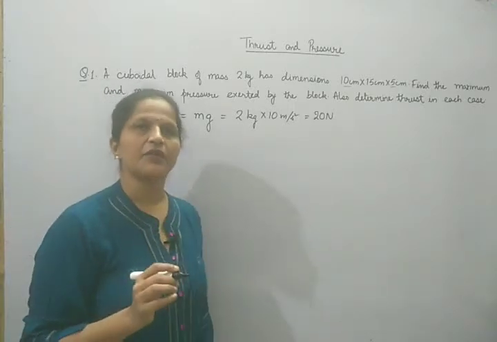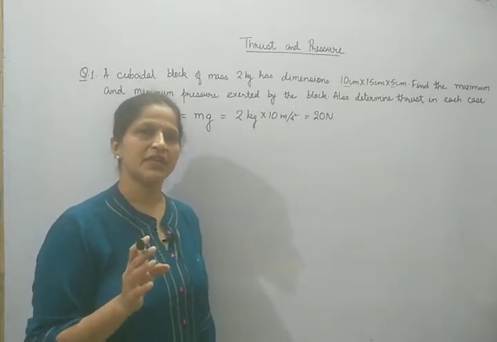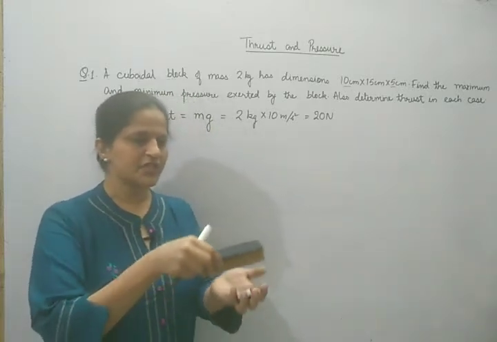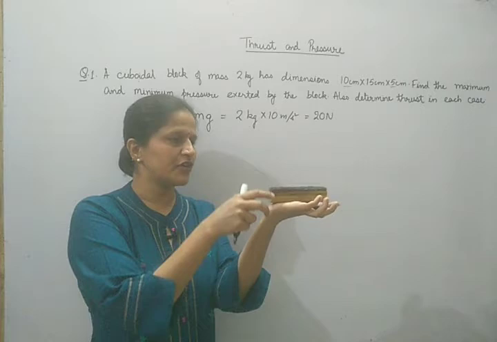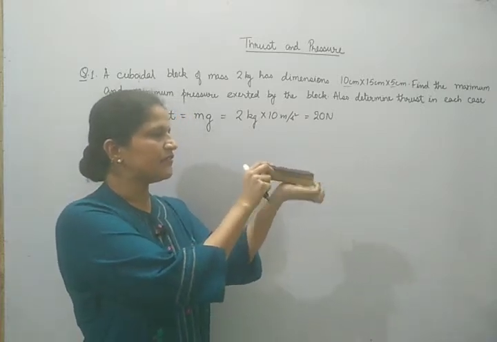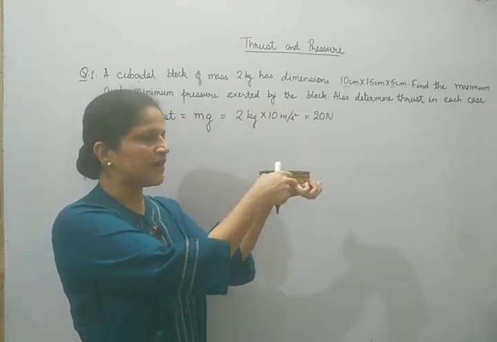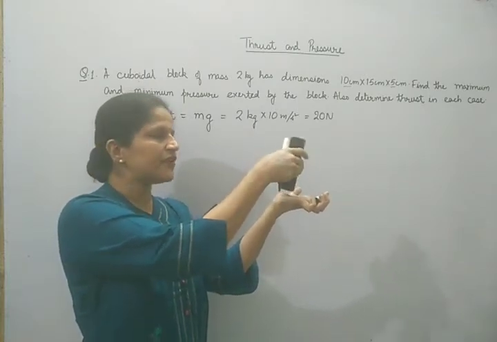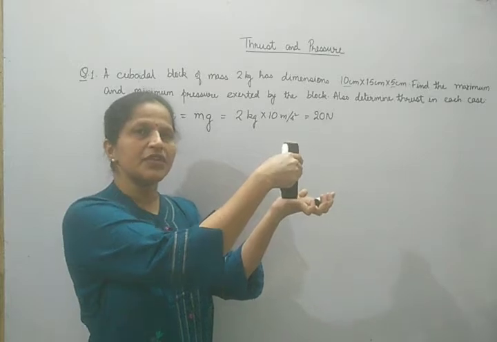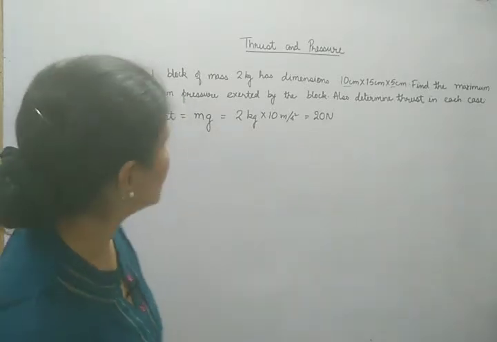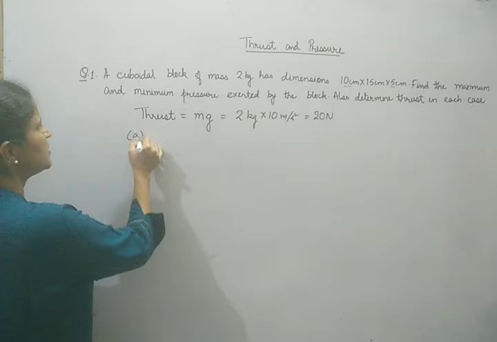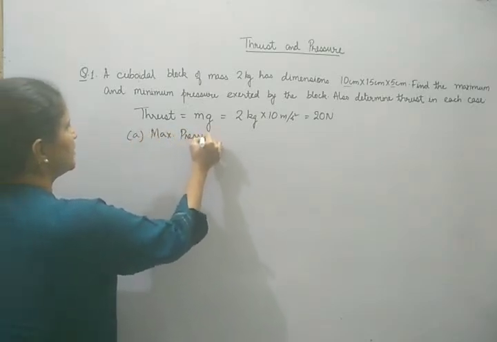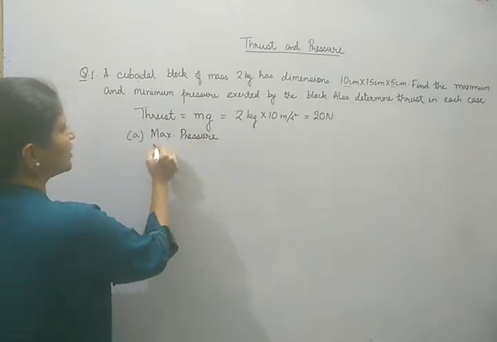Now we are required to find out the maximum and minimum pressure exerted by the block. So we know that pressure is inversely related to the area of contact. So if a block is resting on the greatest area, then the pressure exerted by the block will be minimum, and if it is resting on the minimum area, pressure is going to be maximum. So we'll do both the parts here. Suppose we have to find out the maximum pressure. So for maximum pressure, we are required to find out the minimum area.